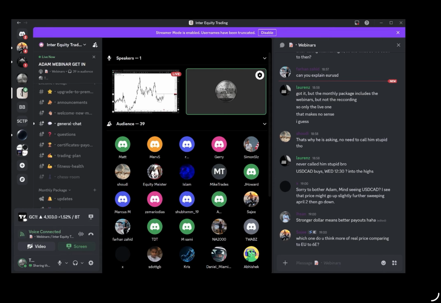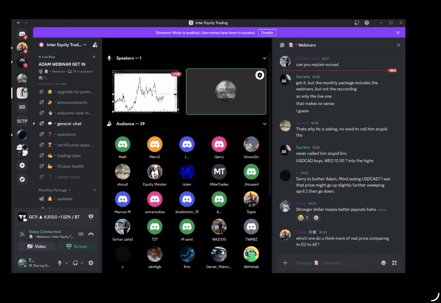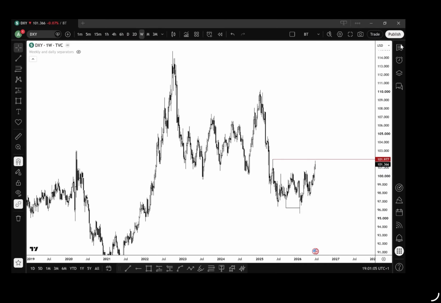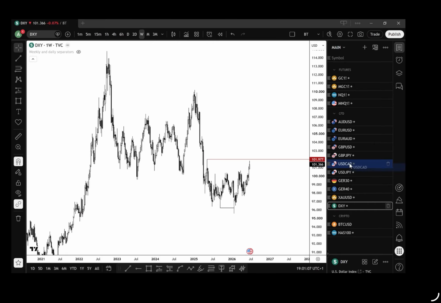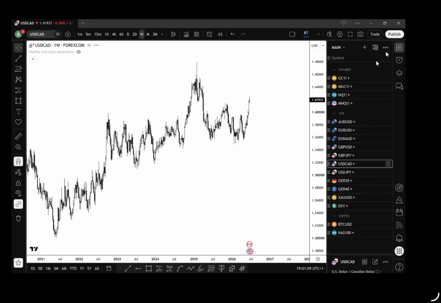USD CAD. Yeah, not for me, Isan. Not for me. GBP. Dollar just killing me off on my payouts. Okay, USD CAD.